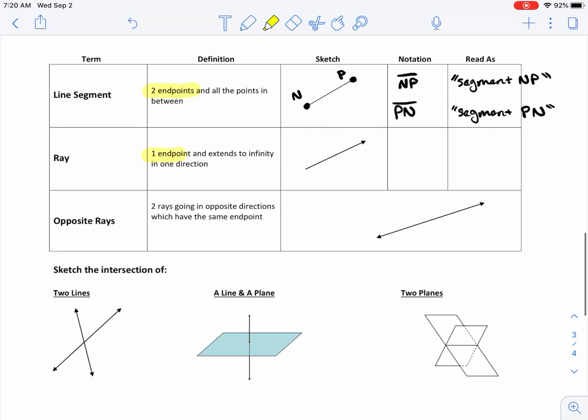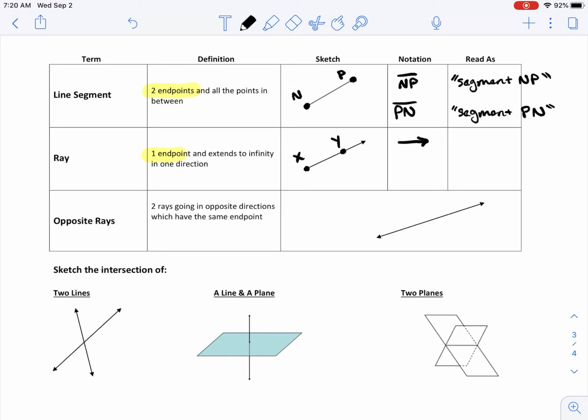Ray: it has 1 endpoint, and it extends to infinity in 1 direction. Now, just because it has 1 endpoint, we're still going to need at least 2 points. It's a part of a line. So not only do I need this point, we'll call it X, I will need at least 1 other point here.